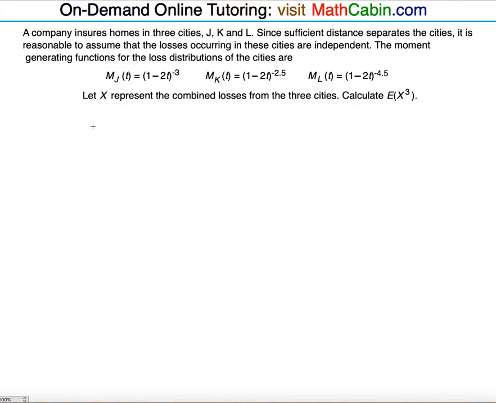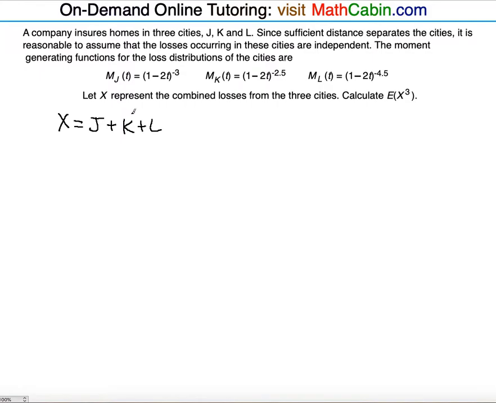Okay, so the first thing you want to do is take a look at these moment generating functions. Each is represented for the respective city. J here is a random variable, K is a random variable, L is a random variable, right? So X represents the combined losses. So by nature, X will be the sum of all 3 random variables, J, K, and L.